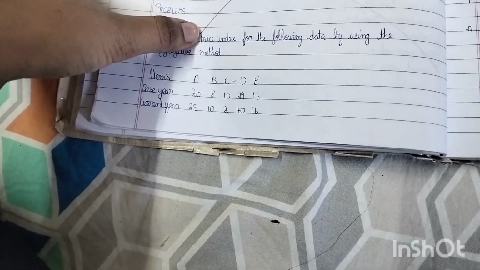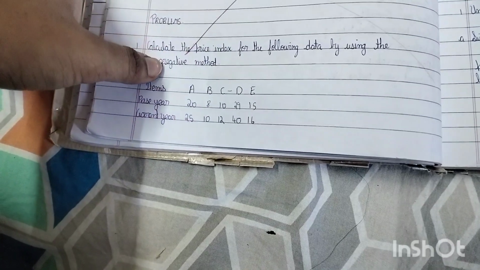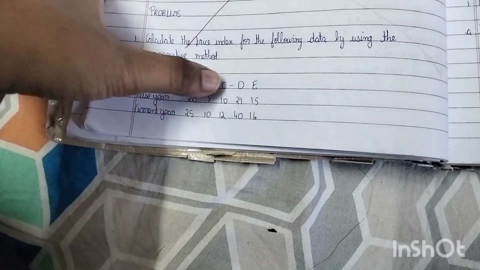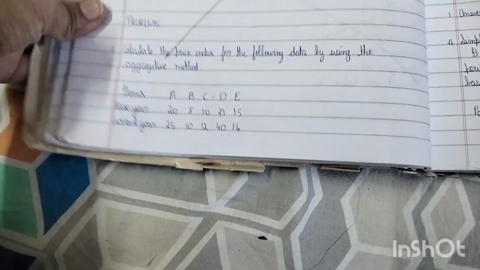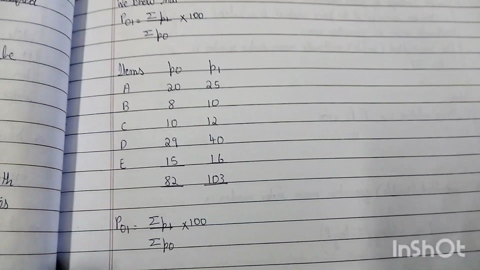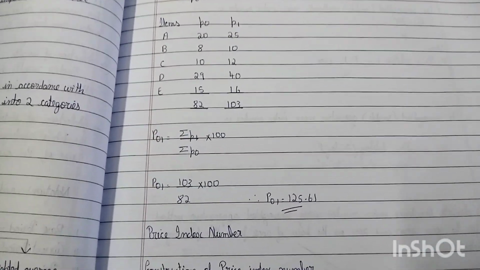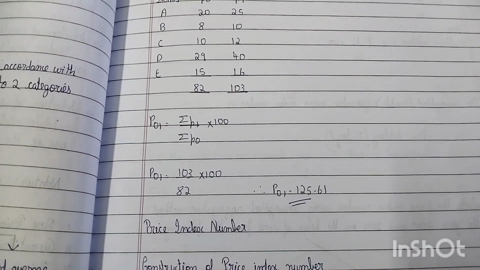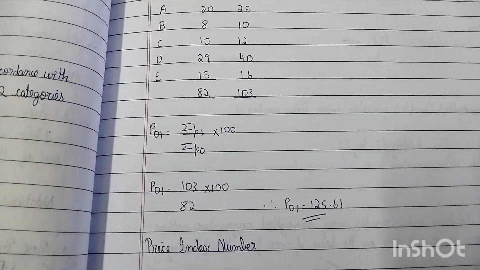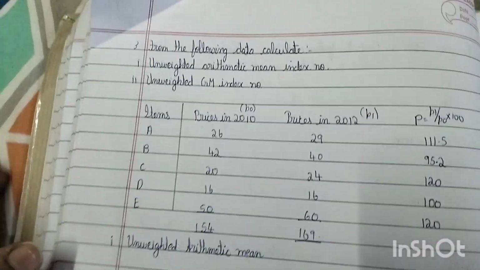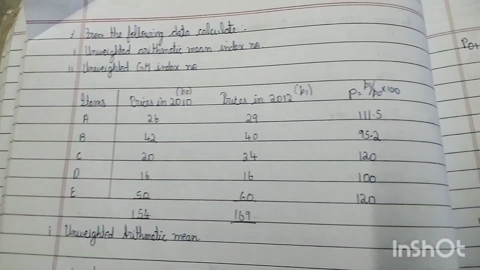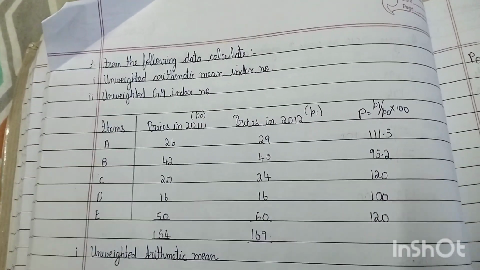So P01 is nothing but summation P1 by summation P0 into 100. P1 is nothing but the summation of 25, 10, 12, 40, and 16. And P0 is nothing but the summation of 28, 10, 29, and 15. So I'll just show it to you. So P0 is the summation of all this, that's 82. P1, the summation is 103. So P01 is P1 by P0 into 100, that's 125.61.